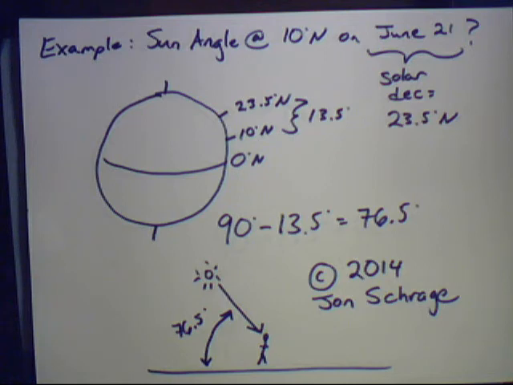What does that actually mean? Let's sketch it down here. On that day at 10 degrees north on June 21st, at noon, the sun will be as much as 76.5 degrees above the horizon. The sun is going to get very high in the sky. There's going to be very little beam spreading. There's going to be lots of solar radiation reaching the surface of the Earth.